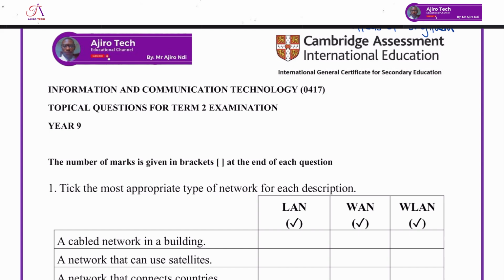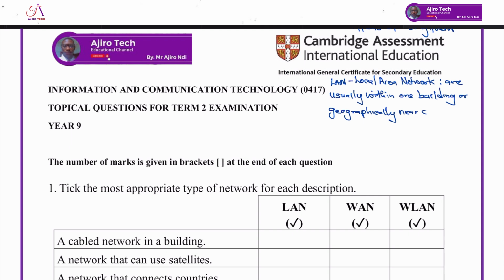So for a LAN, it means what? Local area network. Okay, so now we know what it is. They are usually within one building or geographically near each other. That's what the local area network is. So they are usually within one building, right? So they are close in terms of proximity, they are close to each other.